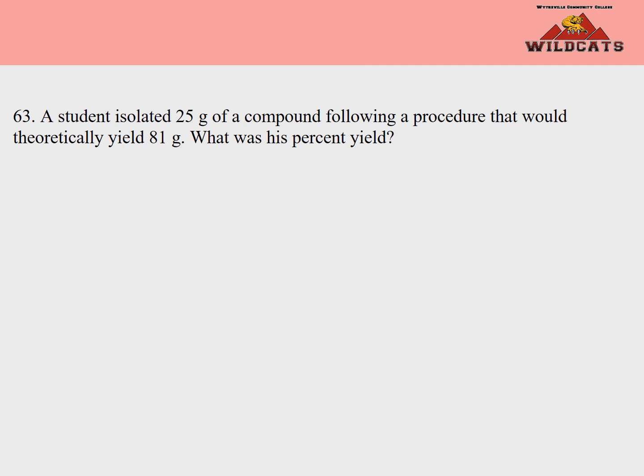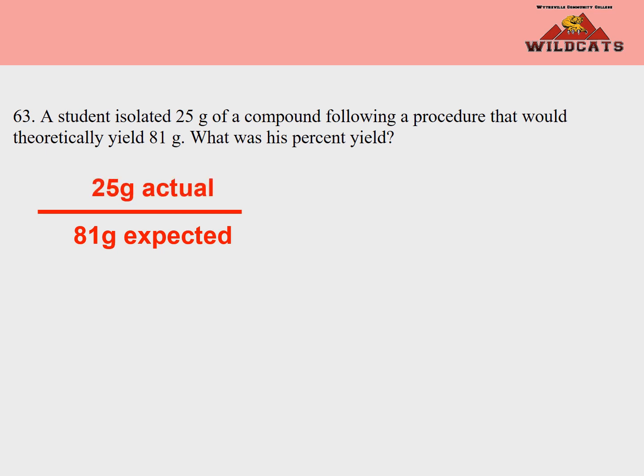So here's a simpler problem because it says a student isolated 25 grams, and I want you to calculate the percent yield. The theoretical yield was already calculated. We would expect 81. So if the 81 grams is expected, we would normally calculate that, but somebody's already been kind enough to calculate it for us. 25 grams is what they actually got. It doesn't look like they did really well. So when we multiply this times 100, we end up with 31%.